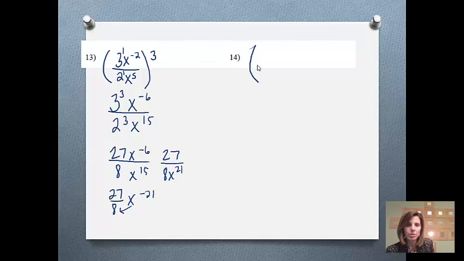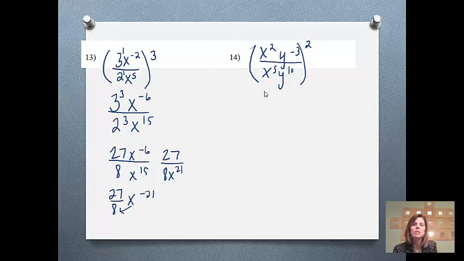Okay, next one, let's see if we can get super complicated here. x to the 2nd, y to the negative 3 over x to the 5th, y to the 10th, and then we're going to raise that to the second power. And I'm going to show you two different ways of doing this, and you can pick your favorite. I'll start with my favorite.